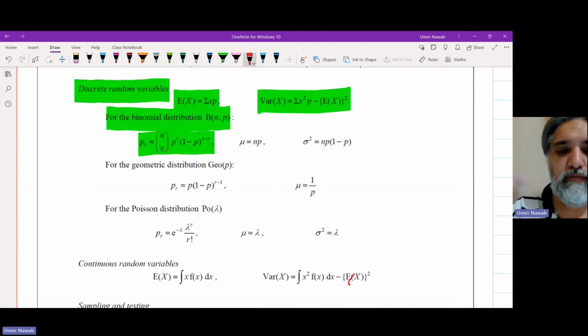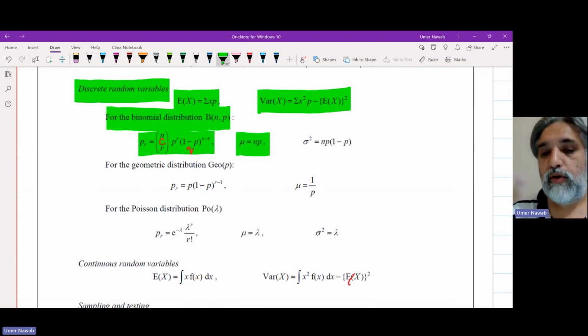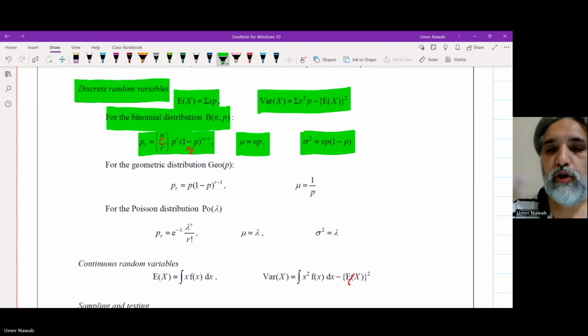He uses a column vector, but I will write nCr p^r, and this (1 minus p) is also called q, raised to power n minus r. Mu, the expected value or the mean of the binomial distribution, is np, and sigma squared, which is called the variance, is equal to npq.